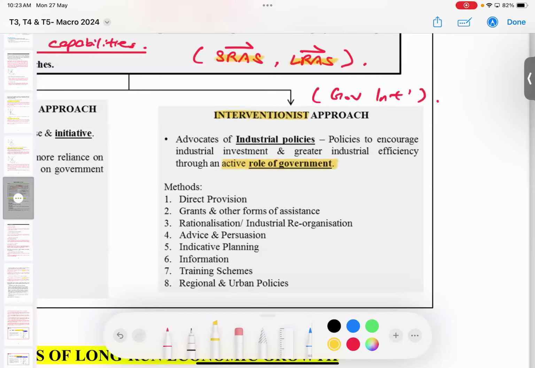For example, the government provides certain resources directly, certain financial assistance directly. The government provides training and education. The government provides grants and financial assistance. All these are basically under the interventionist approach.